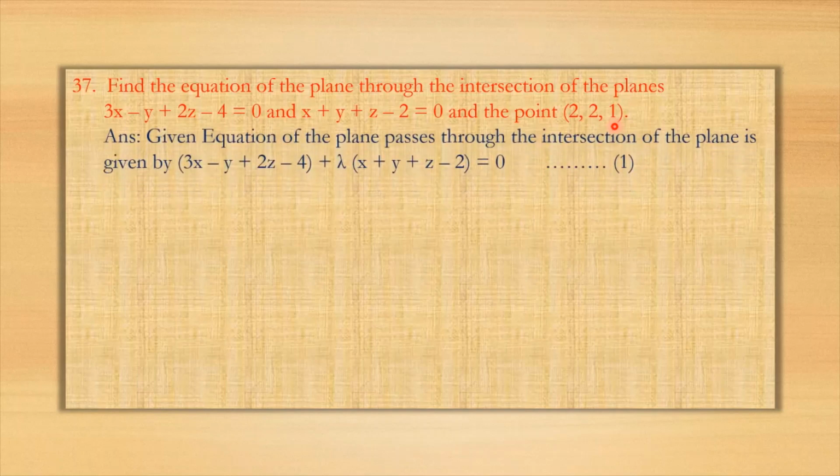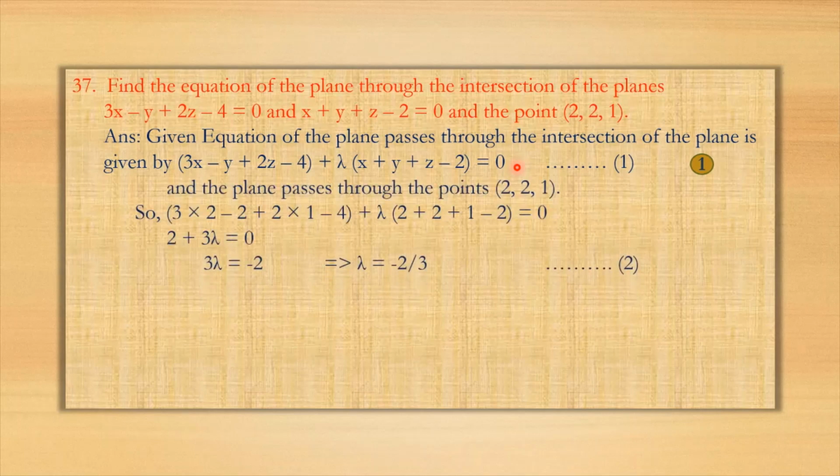So here we all know the equation of a plane which passes through the intersection of the planes is 3x minus y plus 2z minus 4 plus lambda into (x plus y plus z minus 2) is equal to 0. So here I need to find out the value of lambda first. If you write this general equation in standard form, we'll be getting one mark. Next, this is passing through (2, 2, 1). So now replace the values of x, y and z by 2, 2, 1. We'll be getting lambda is equal to minus 2 by 3, which carries one more mark.